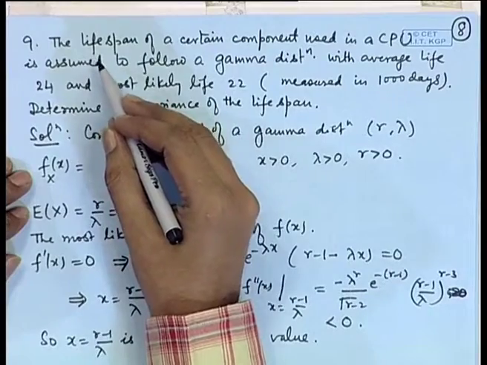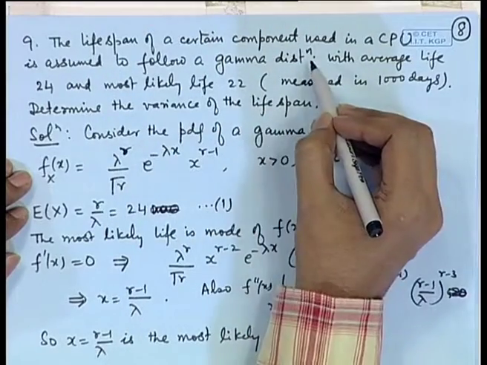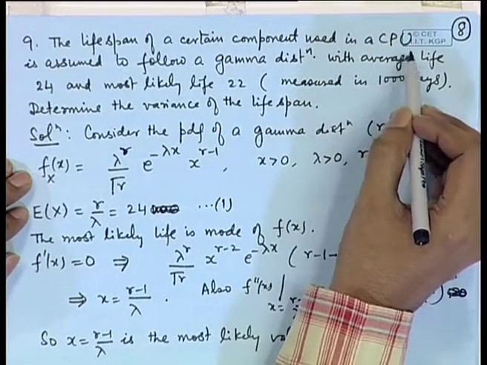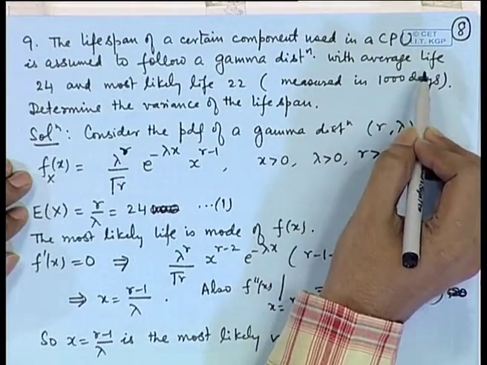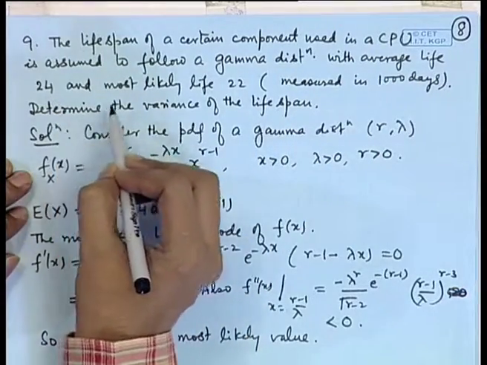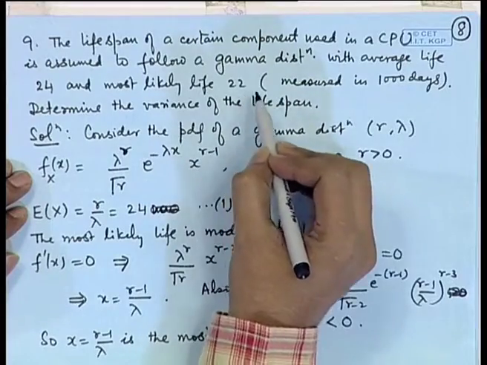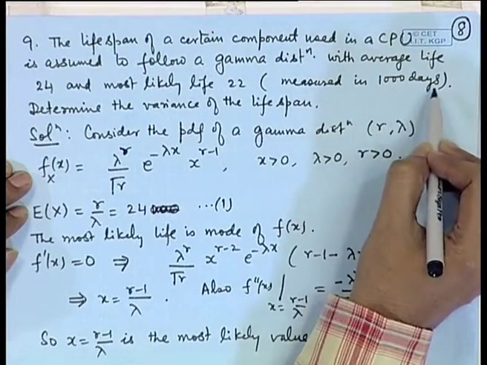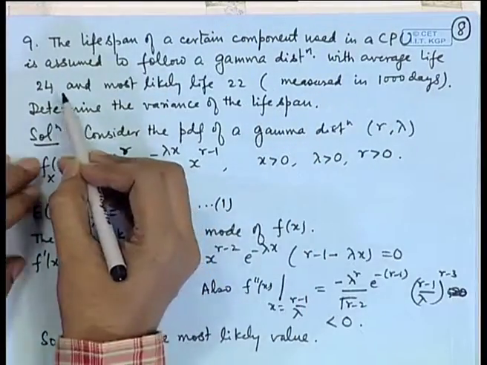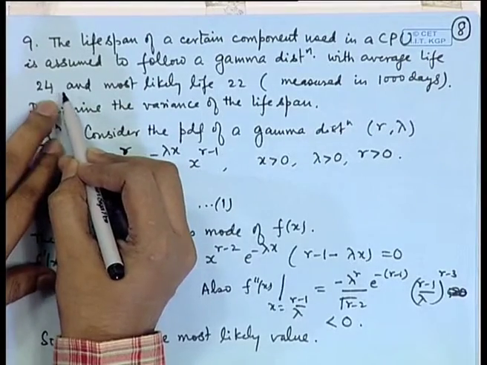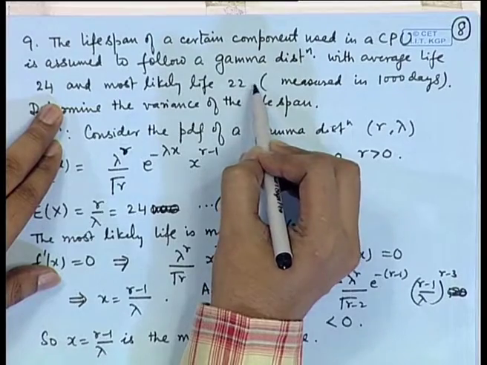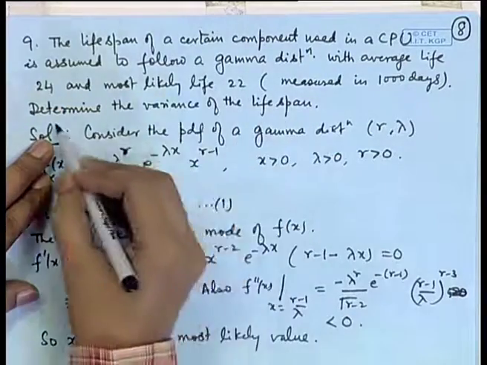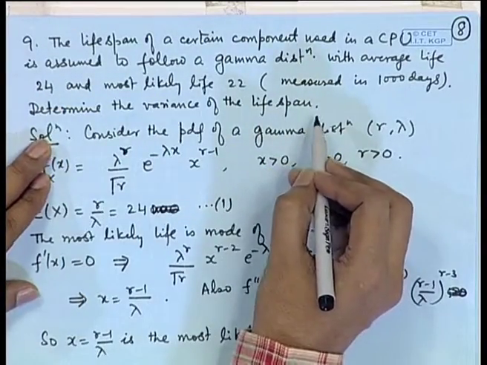Let us look at the life span of a certain component used in a CPU, which is assumed to follow a gamma distribution with average life 24 and most likely life 22. It is measured in 1000 days. So, that means average life is 24,000 days and most likely life is 22,000 days. Find the variance of the life span.